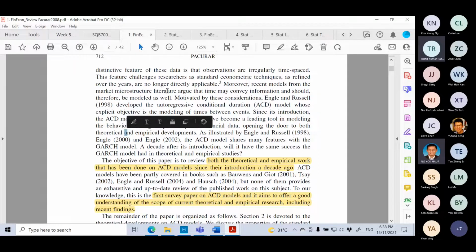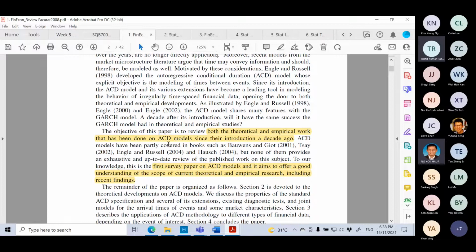In this paper also, they have mentioned the objective of this study is to review the theoretical and empirical work that has been done on the ACD since its introduction a decade ago. So this paper is from the year 2008, and the first ACD model was in the year 1997. So it's roughly after 10 years.